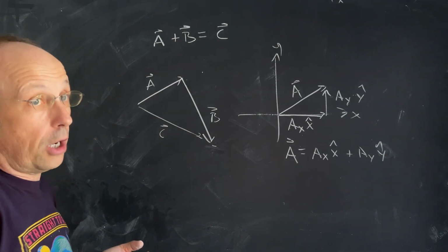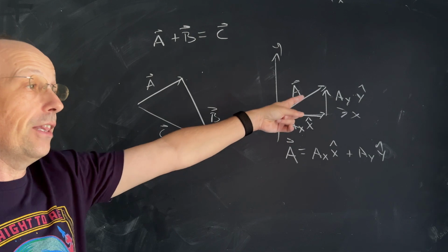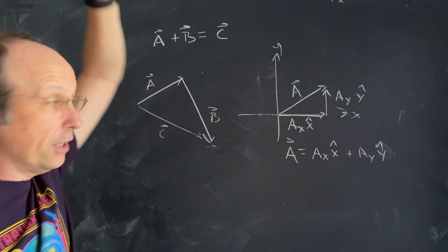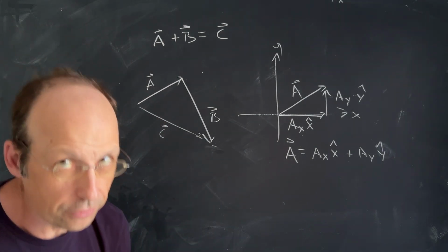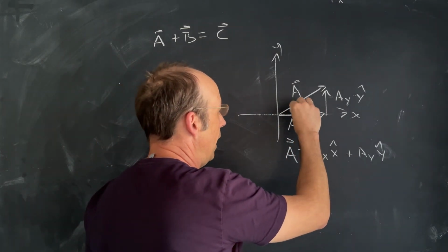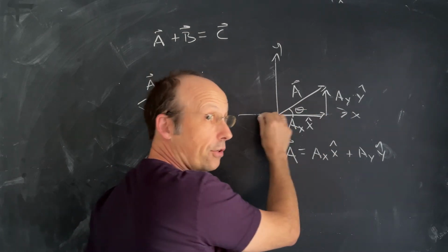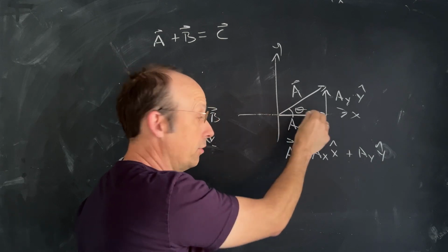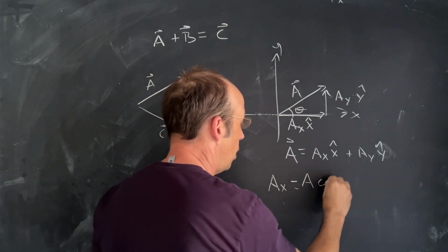Well, let's just talk about that really quickly. The key thing here is that the x and y directions are perpendicular, so that means we have a right triangle, and we can use right triangle trig. So if I have the length of this vector A, and I know this angle theta right there, I can find the magnitude of that side using my cosine function. So I can say A_x is A cosine theta.